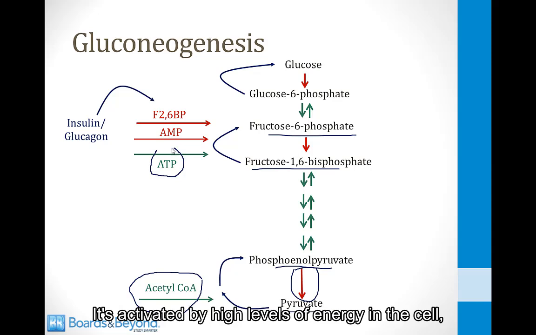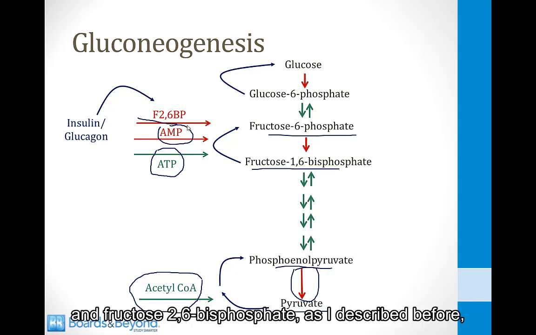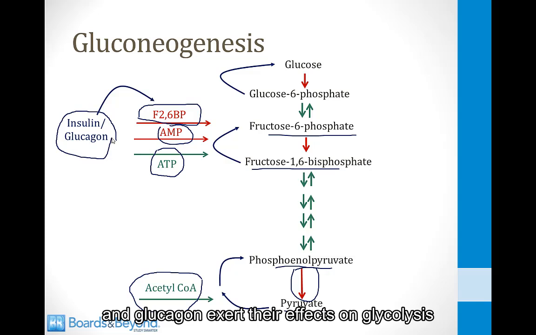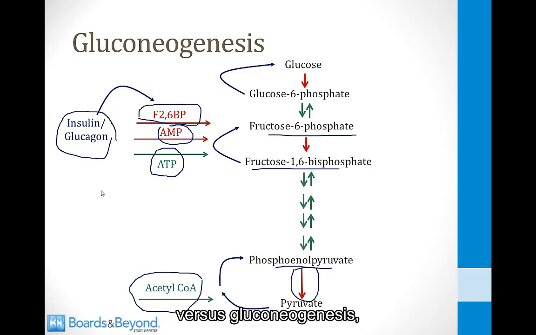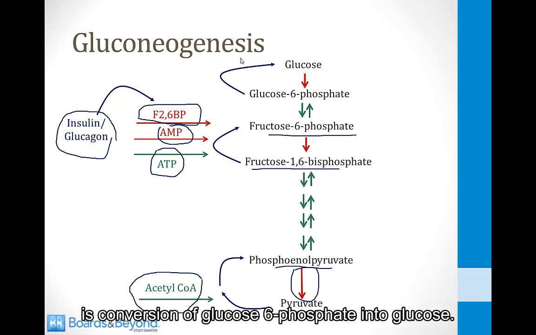It's activated by high levels of energy in the cell, represented by high levels of ATP, and it's inhibited by high levels of AMP and fructose 2,6-bisphosphate, as I described before, and fructose 2,6-bisphosphate is where insulin and glucagon exert their effects on glycolysis versus gluconeogenesis. And then finally, the last step of gluconeogenesis is conversion of glucose 6-phosphate into glucose.